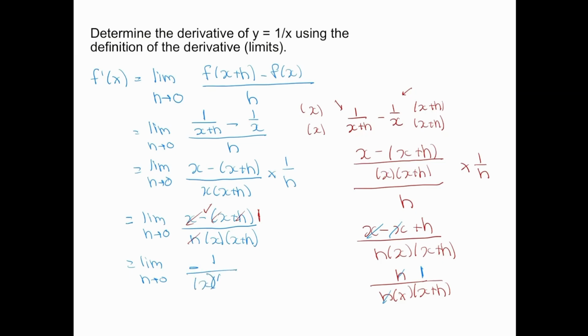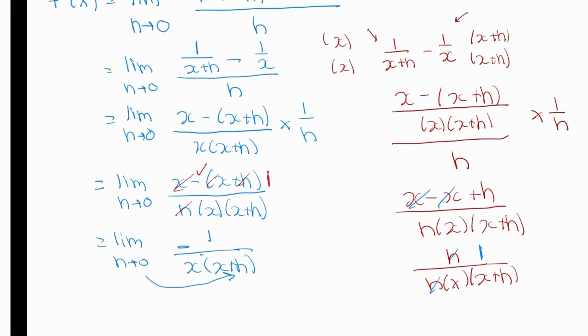Whoops. Hold on. Let me get rid of that. We are left with negative 1 over x times x plus h. Okay. So as h approaches 0, we're going to plug in 0 for each of our h values, of which there is only 1. So what are we left with? Well, we are left with negative 1 over x squared. That's a lot of work to get there.